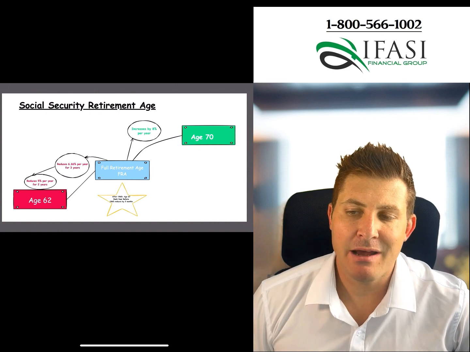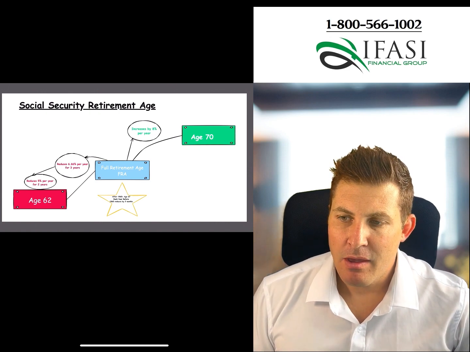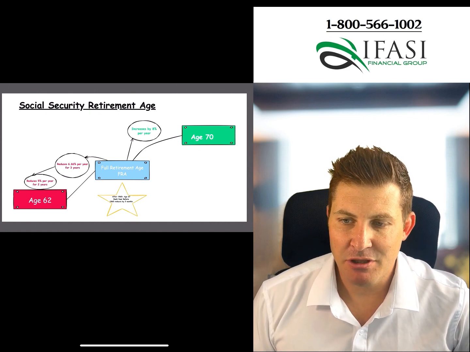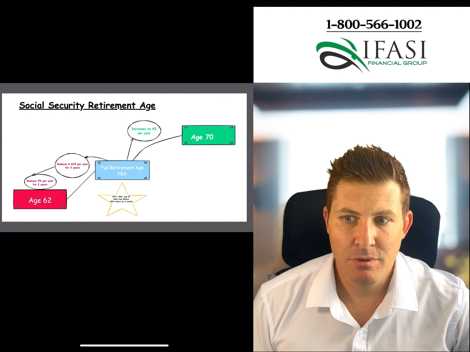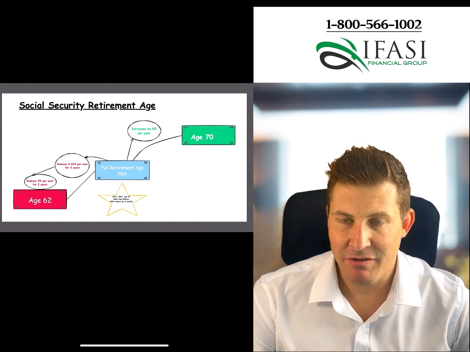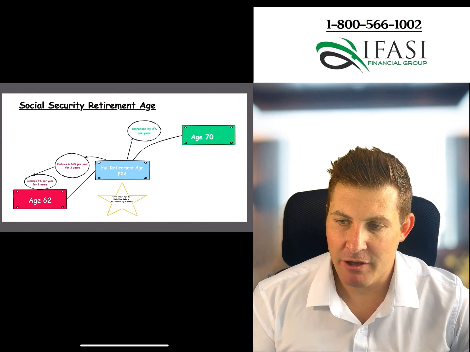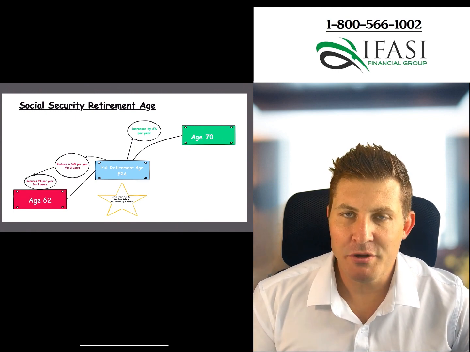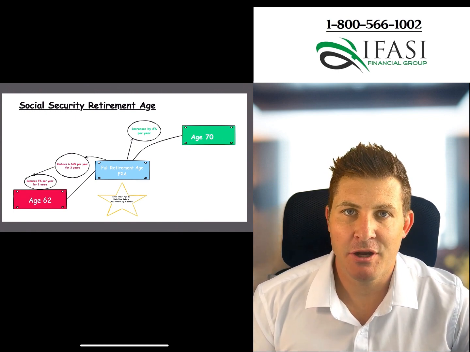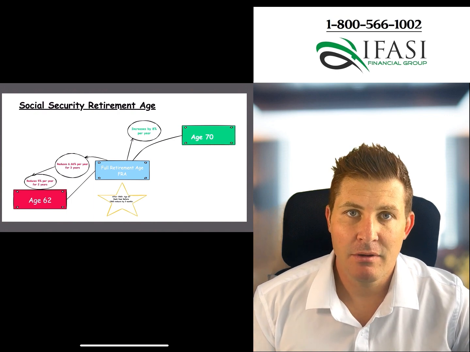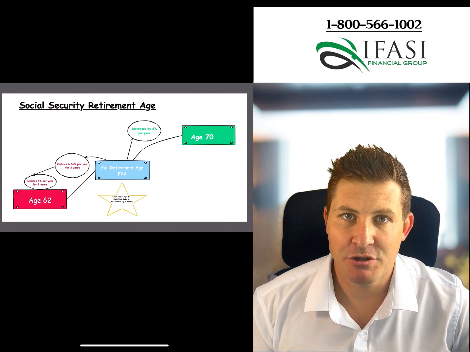Okay, so I'm going to break down the chart that you see up on the board. You see something known as full retirement age, which is in the middle. You have age 62, which is lower, and then you have age 70, which is higher. I did that purposefully. Full retirement age is when you're looking at your Social Security benefit, your statement. Full retirement age is known as your primary insurance amount.